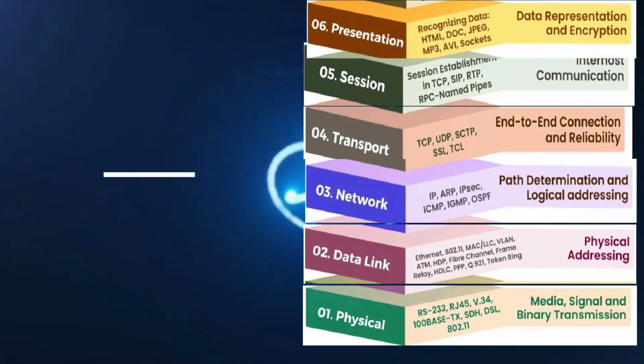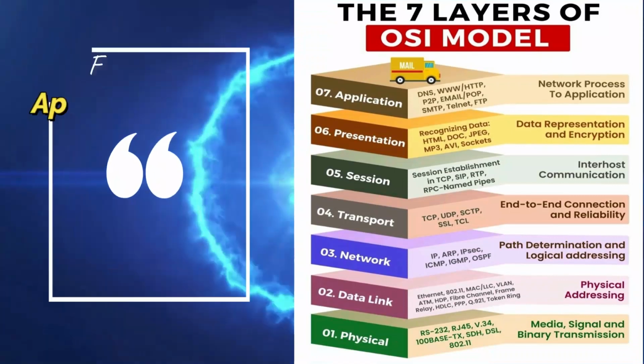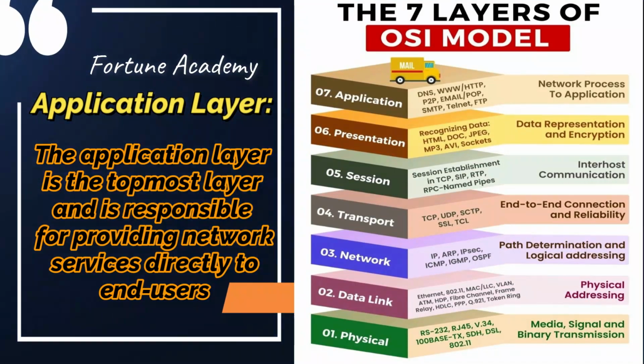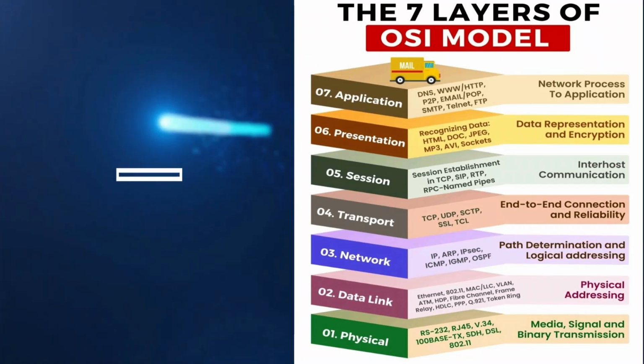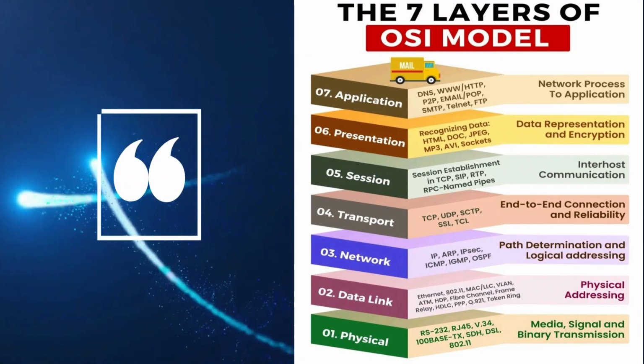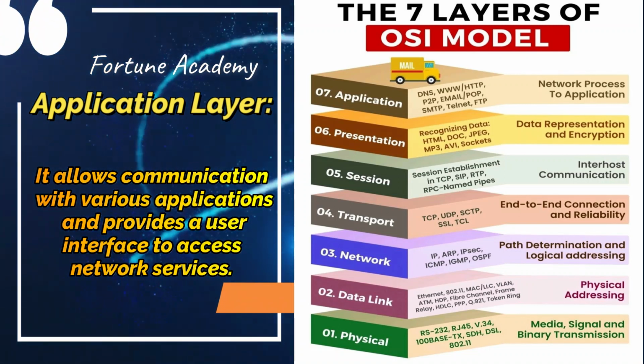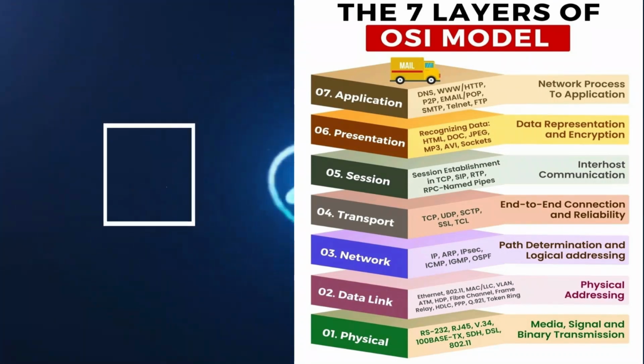7. Application layer. The application layer is the topmost layer and is responsible for providing network services directly to end users. It allows communication with various applications and provides a user interface to access network services.